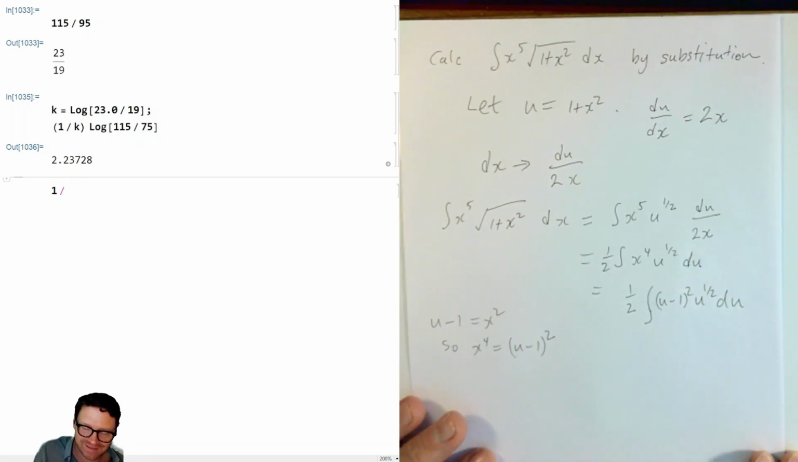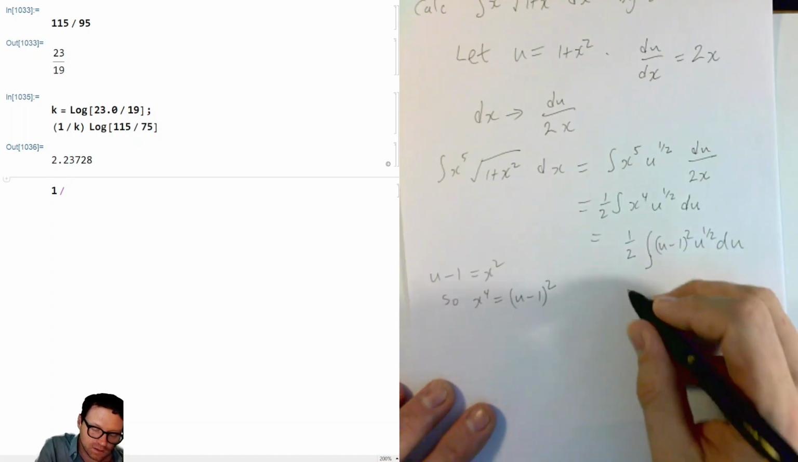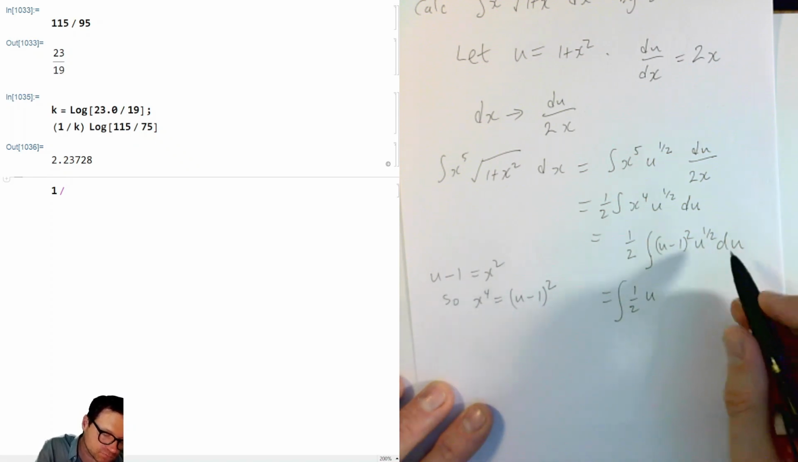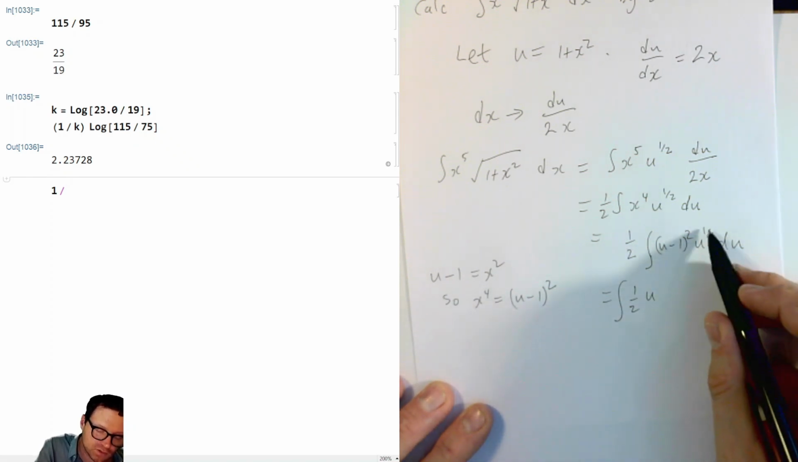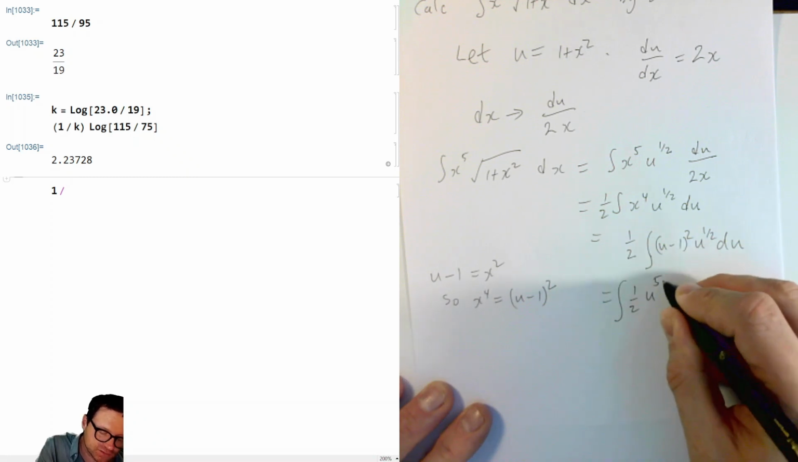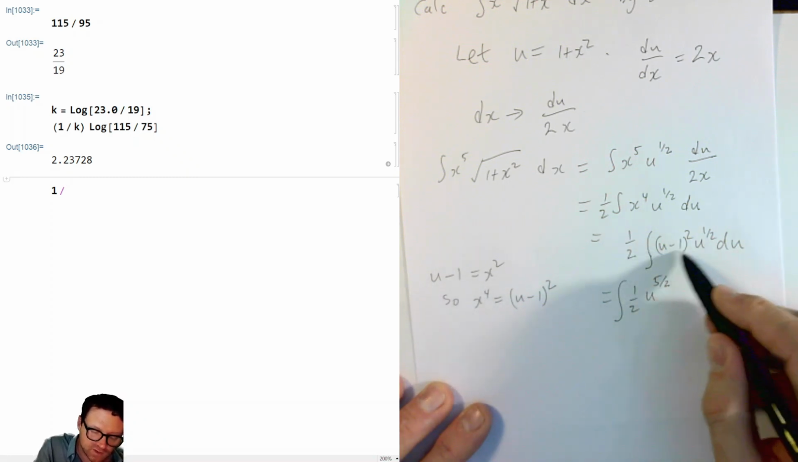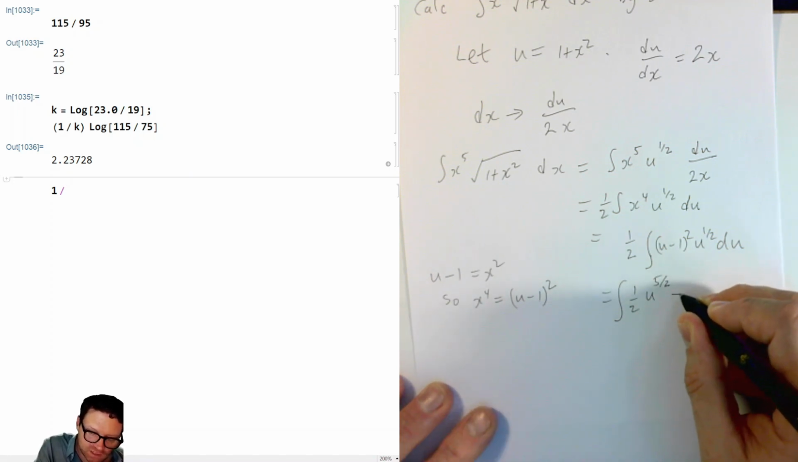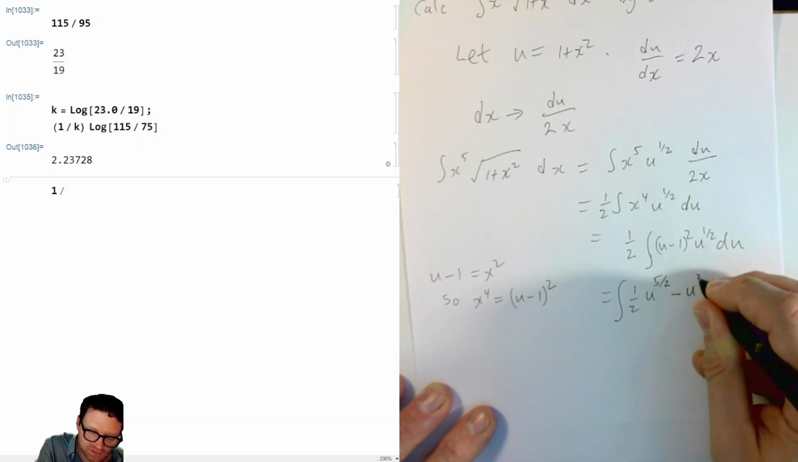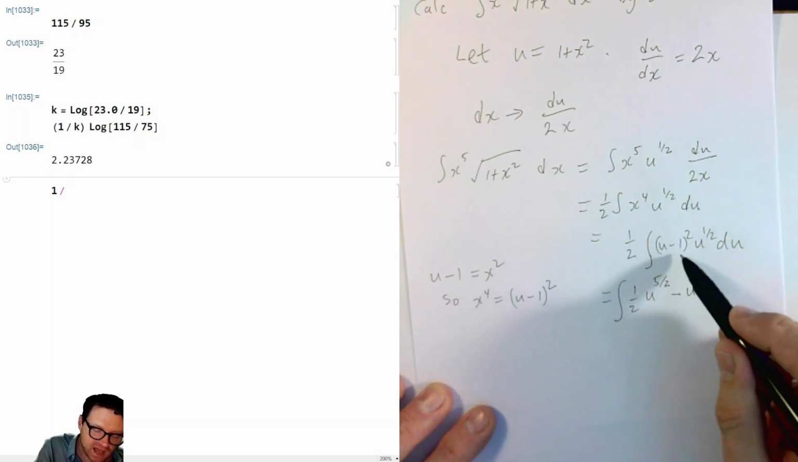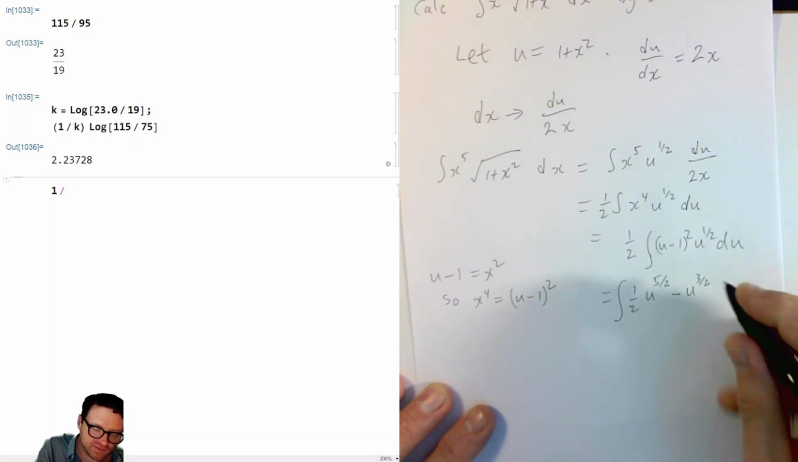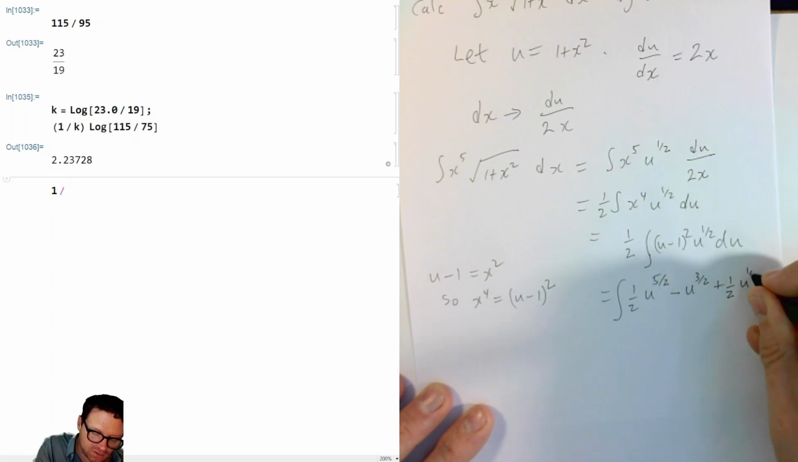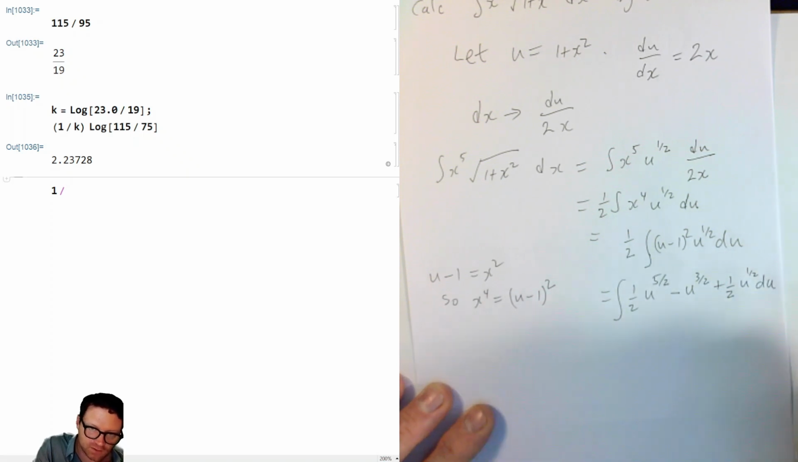Okay, so expanding this, we have 1/2 u to the power of 2 plus another half is 5 over 2. And then we've got minus 2 of the middle term. So we'll get minus u to the 3 over 2. And then we'll have plus 1 times u to the half. So bringing the half back in, half u to the half, and then du.